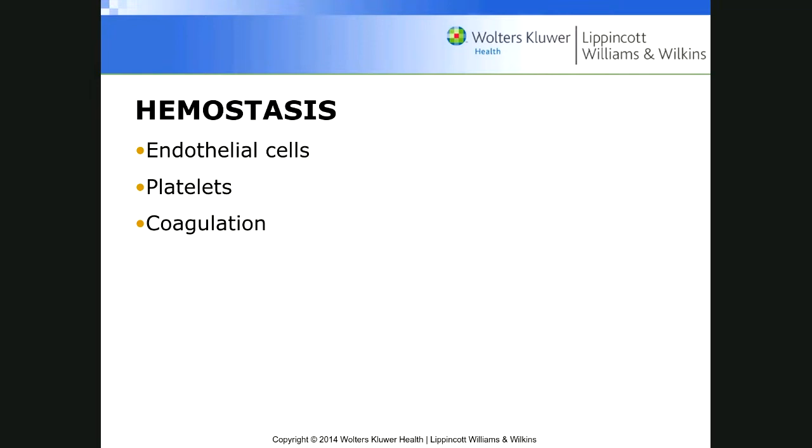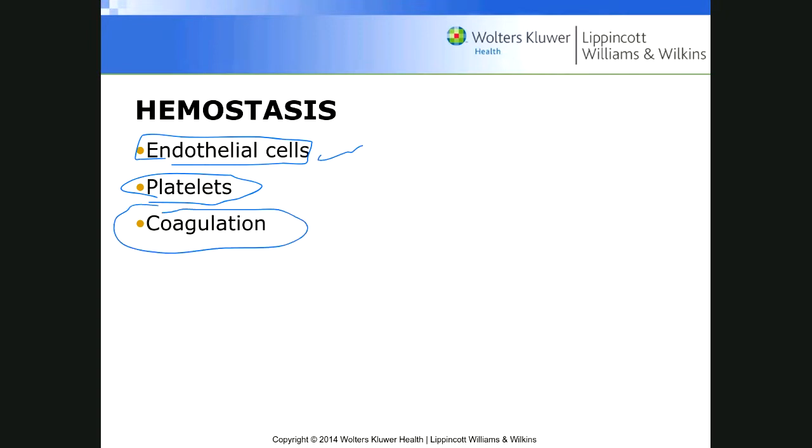Okay, so this process is known as hemostasis, and it involves three different processes. One is endothelial cells. The other one is platelets, and the other one is known as coagulation. The endothelial part, sometimes people refer to as vascular spasm. And that's usually the first thing that you see: if you have a nick in the blood vessel, that area undergoes spasmodic contraction, for example. That involves the endothelial cells.